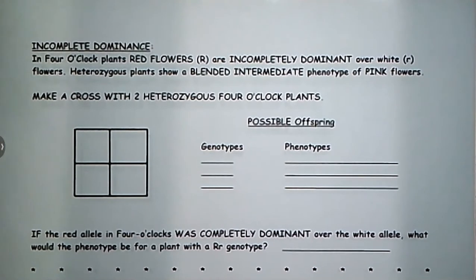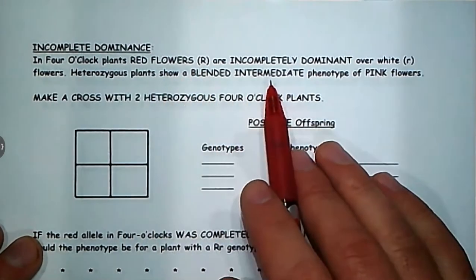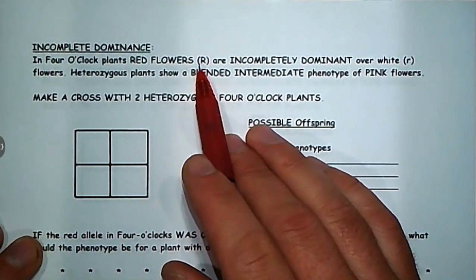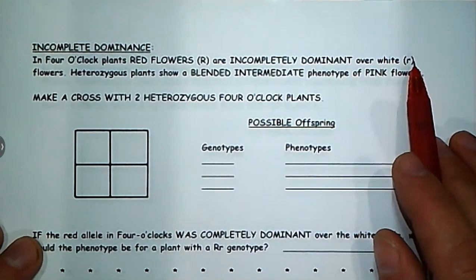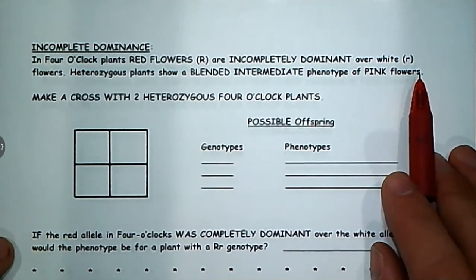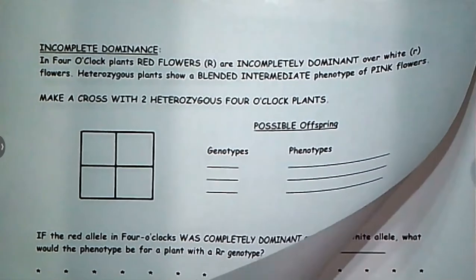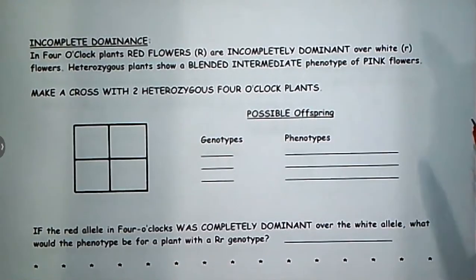In incomplete dominance, it's kind of like an intermediate or blending of the two, kind of like right in the middle. In four o'clock plants, red flowers, capital R, which is dominant there, are incompletely dominant over white flowers. If you have a capital R, homozygous for red, you're going to have red flowers. If you're homozygous recessive, you're going to have white flowers. But if you have one of each, one capital R and one lowercase r, that's where you're actually going to have pink flowers in this case. So that's what we call incompletely dominant.